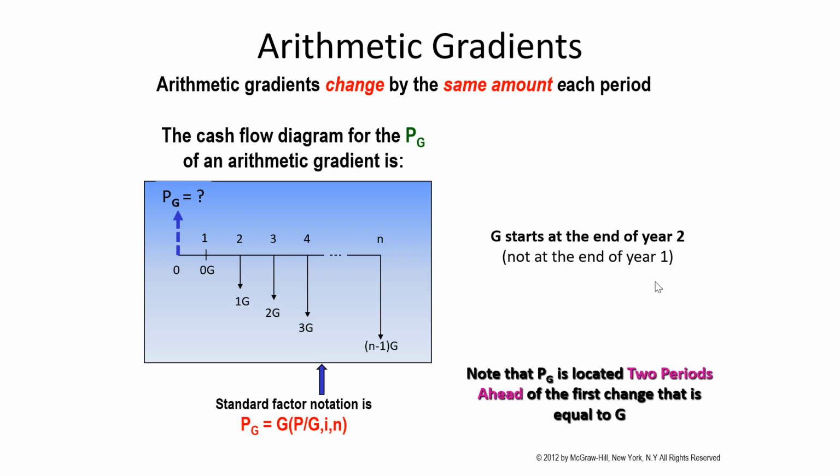So again, I'll emphasize the point that the present value of the gradient, if you're finding the present value, is 2 periods ahead before the first time that you see G. Because in year 1, it's 0G. 0G, 1G, 2G, 3G, and so on.